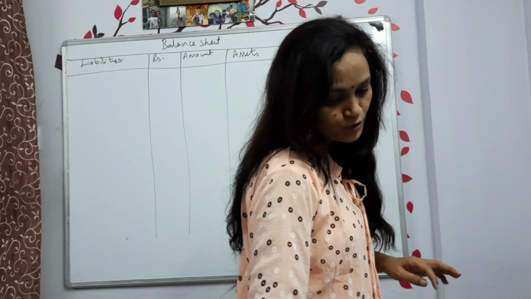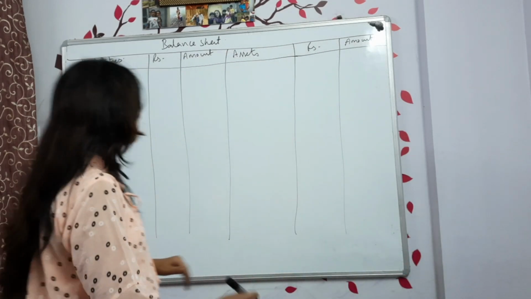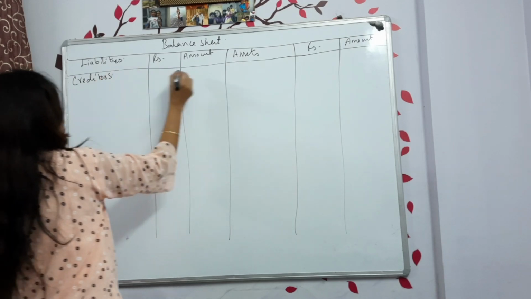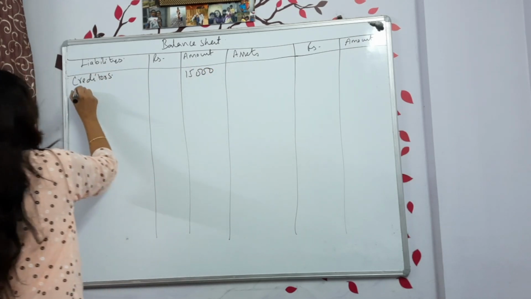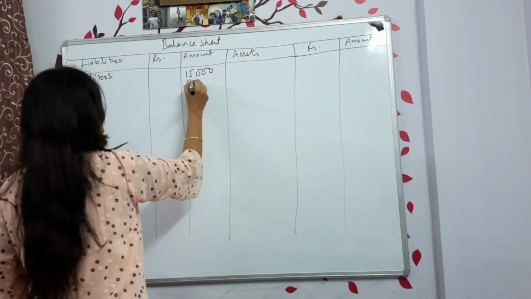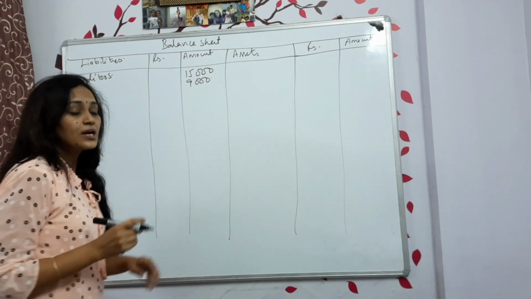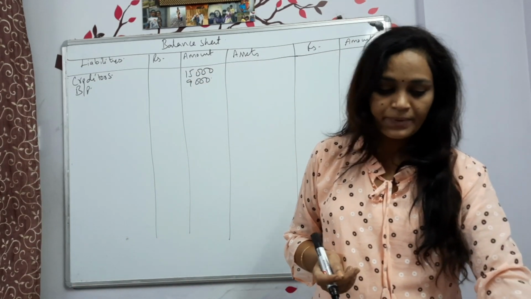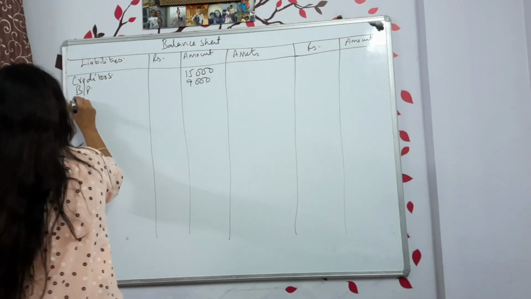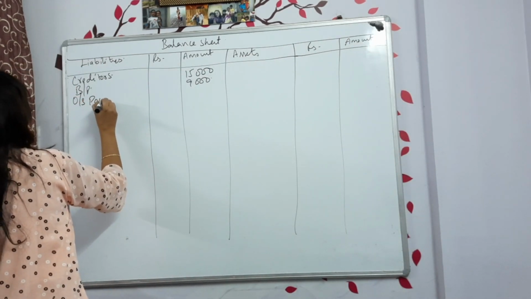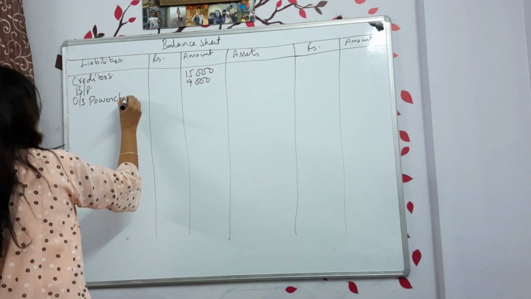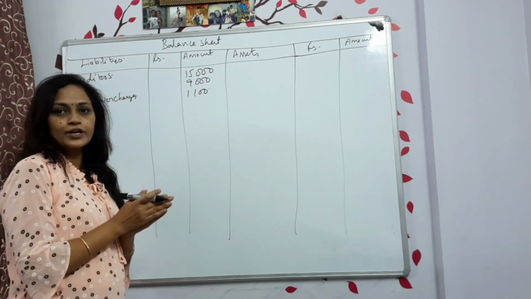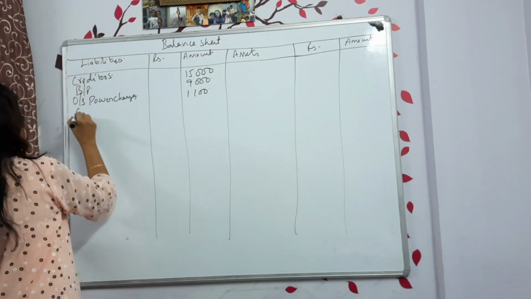Creditors are there. What is the amount of creditors? It is 15,000. Creditors 15,000. Bills payable 9,000. Okay? And there is something new adjustment they have given, that is outstanding power charges, that is 1,100. Outstanding power charges 1,100.